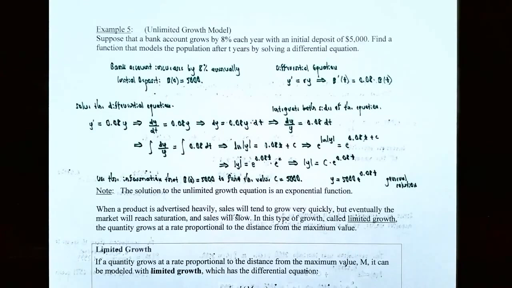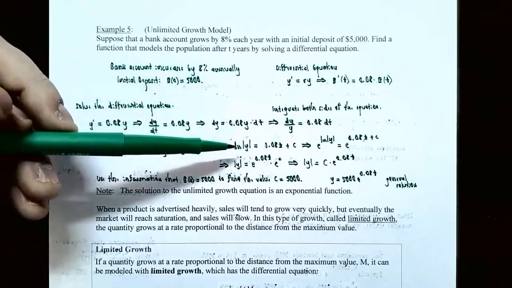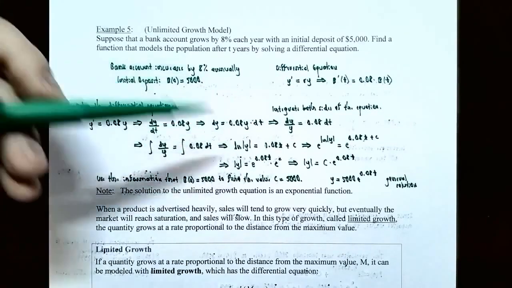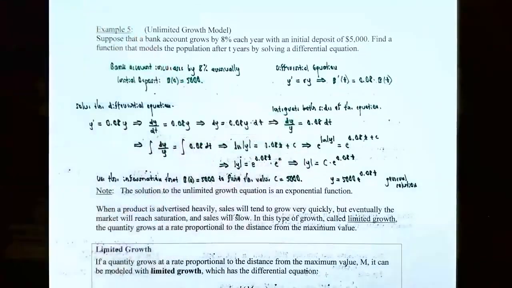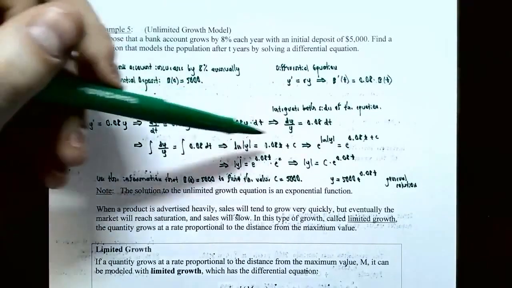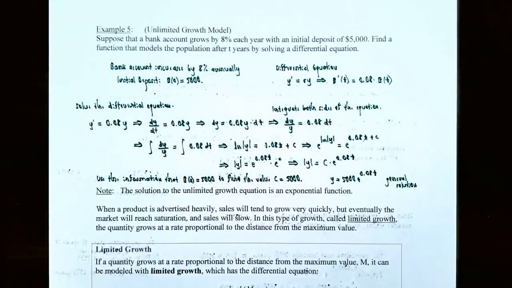So we want to find out what is the solution to this differential equation. We want to get y by itself. So we've seen this before. Take e and raise it to the left-hand side of the equation. So you get e to the natural log of the absolute value of y on the left-hand side is equal to e to the 0.08t plus C on the right-hand side of the equation.